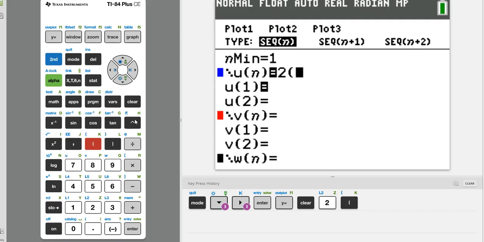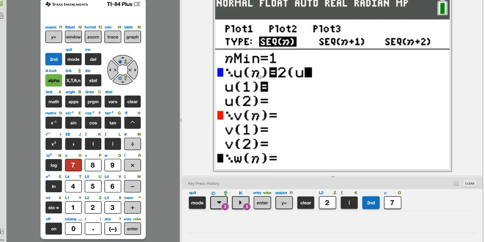Yeah, the 5. Alpha 5. That'd be the wrong U that we need to use. Look in the blue. Second 7. Yeah, hit second and then 7. That's going to be the U that we want to use. Now I want U parenthesis n minus 1. I want the n minus 1 term, not the nth term, because it's defined recursively.